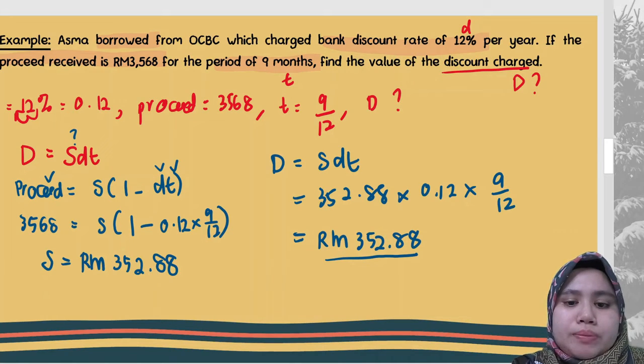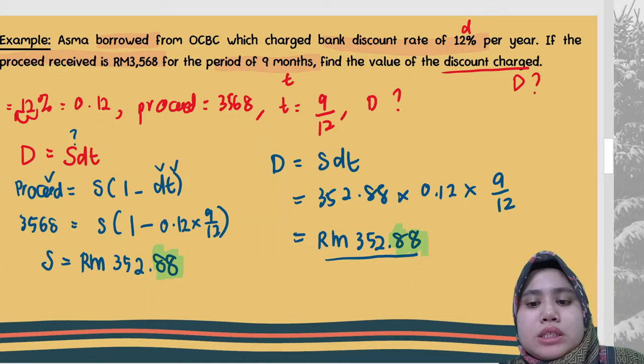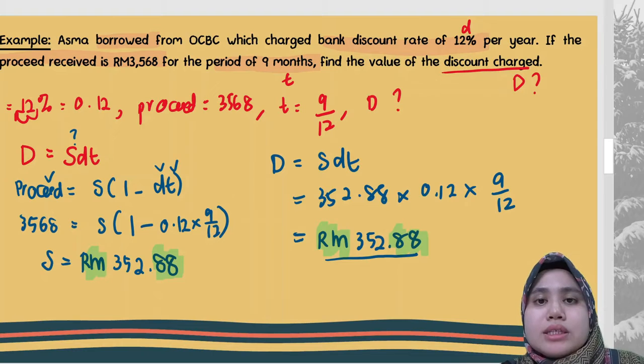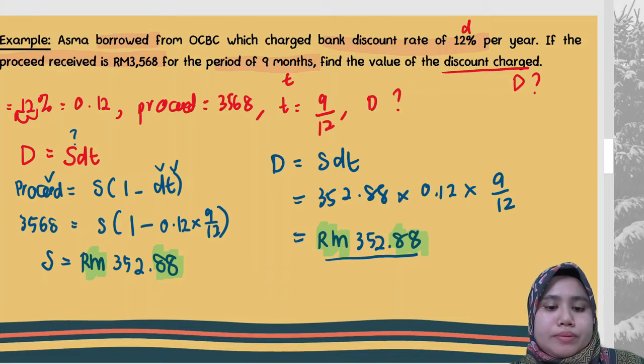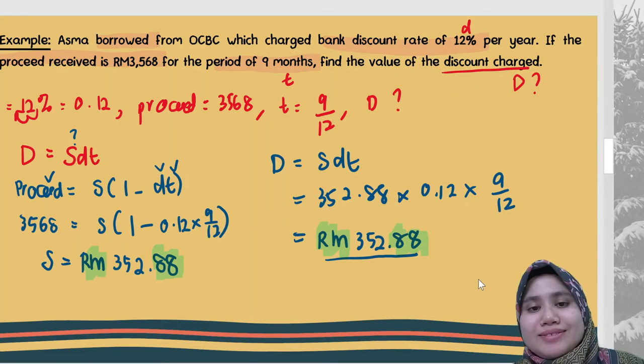Look here, class. You must put in 2 decimal places because it is RM. It is compulsory to put 2 decimal places. So let's go to the next example.